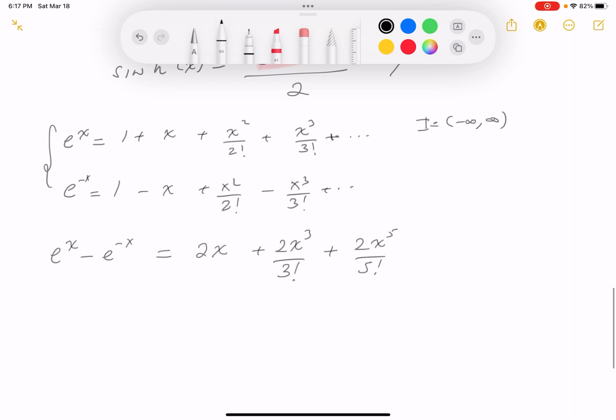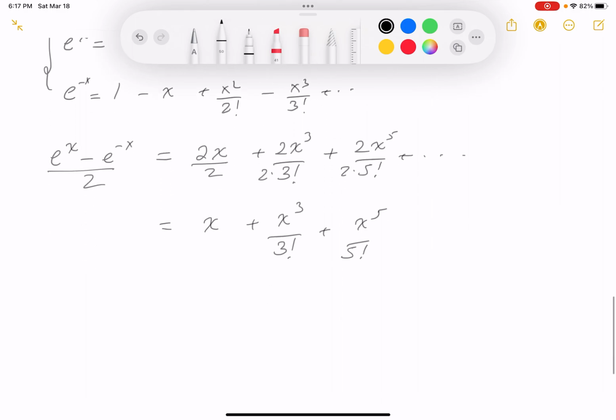Now, someone says, what do you need to do with that? We need to divide it by 2. So let me do that. Every term gets divided by 2, and this goes on forever, by the way. So what do you get over here? You get x plus x cubed over 3 factorial plus x to the fifth over 5 factorial, and this goes on forever. Got a nice simple pattern to it.